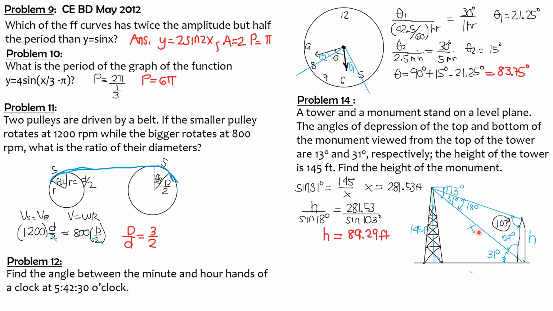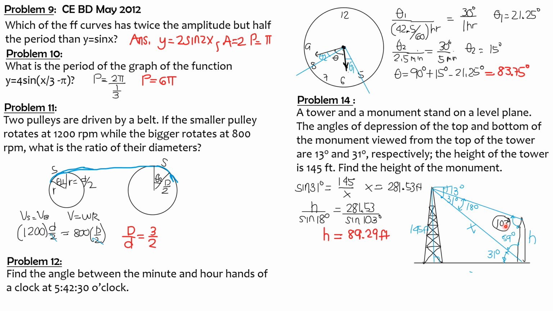Also, let's call this X and this one H. Now, in this right triangle, we can solve for X, the hypotenuse. So sine 31 degrees equals 145 over X, so X is 281.53 feet. And this angle here is 31 degrees minus 30 degrees, 1 degree. 59 degrees, 90 minus 31. So this remaining angle, 180 degrees minus 1 degree minus 59 degrees is 120 degrees.